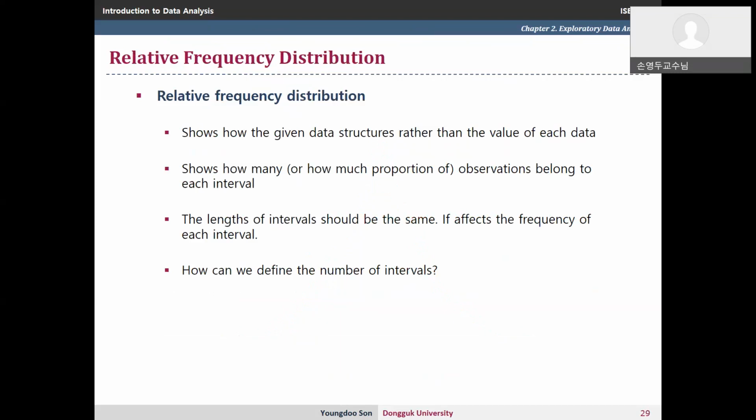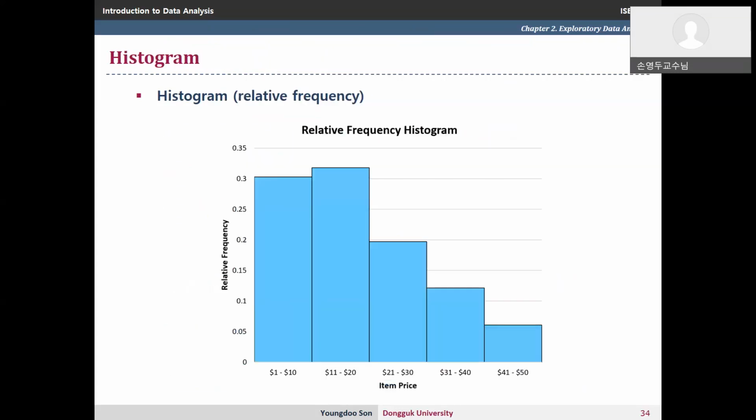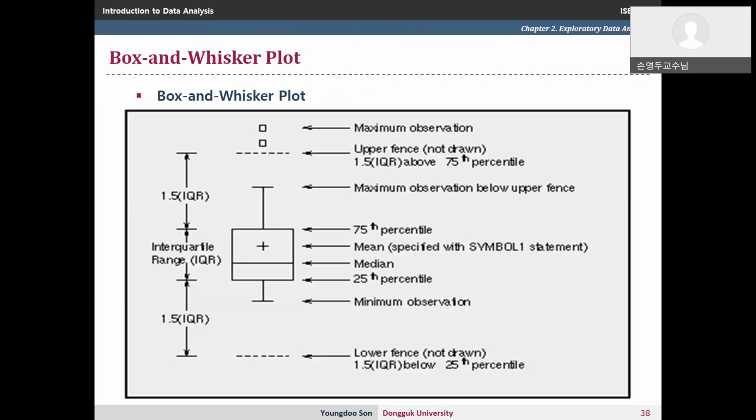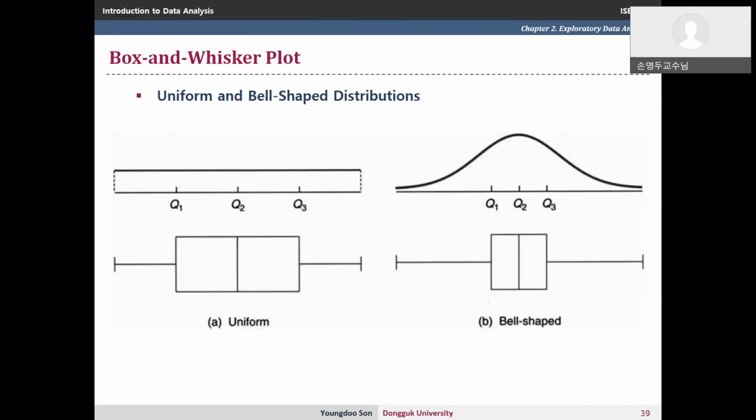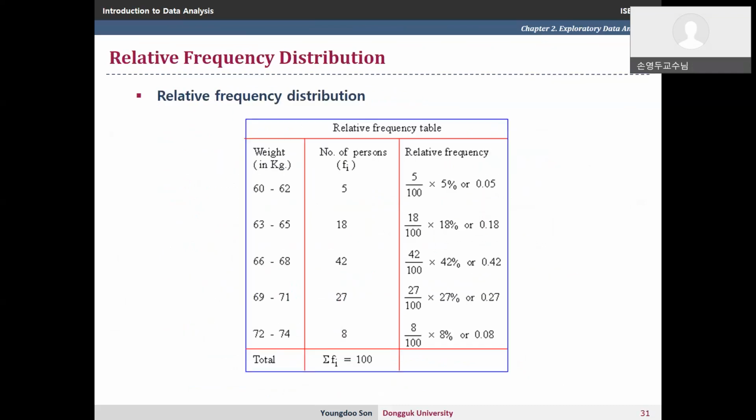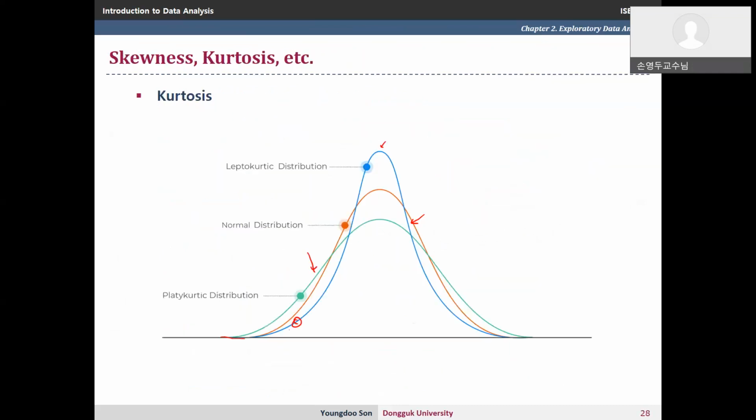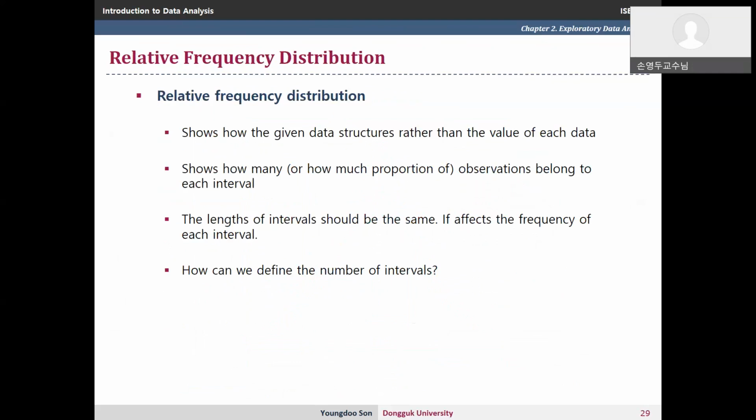And the next part of chapter 2 is the examples of EDA: relative frequency distributions, histograms, stem-and-leaf diagrams, and box plots. We will see the details of these methods over the next several chapters. So let's finish chapter 2 here, and let's start chapter 3 from the next class. Thank you for listening.